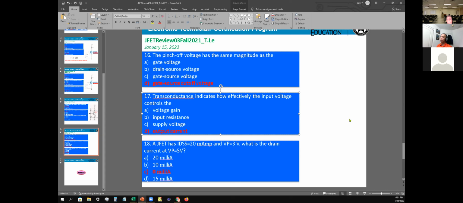Number 17, the transconductance indicates how effectively the input voltage controls the output current. So the answer is D as in David for number 17.